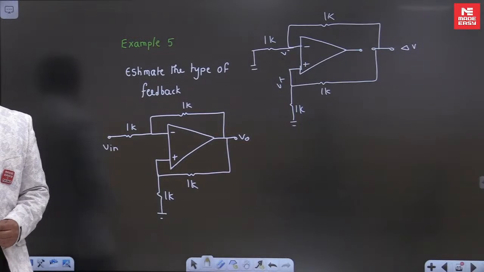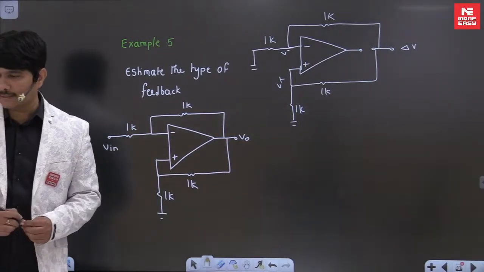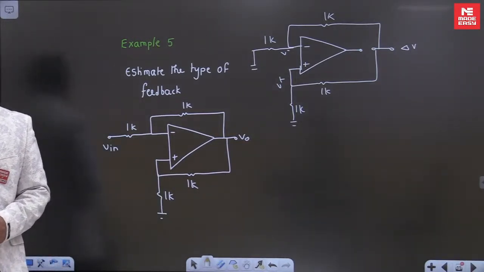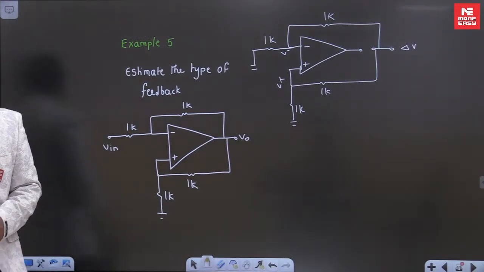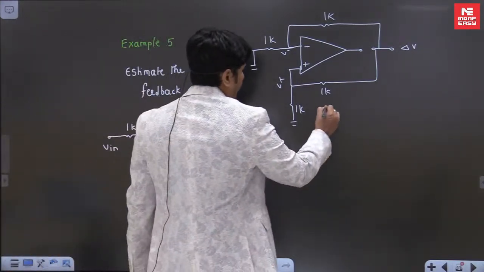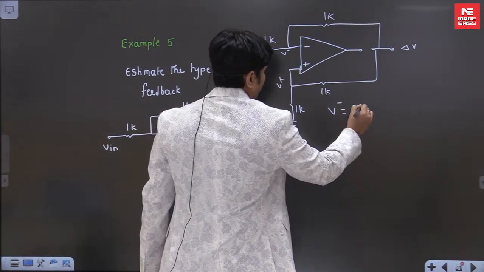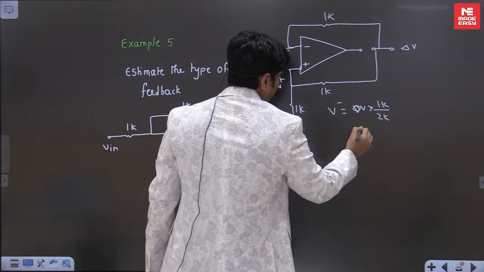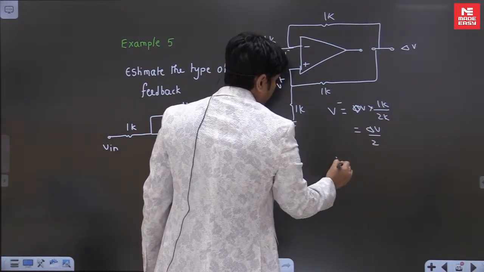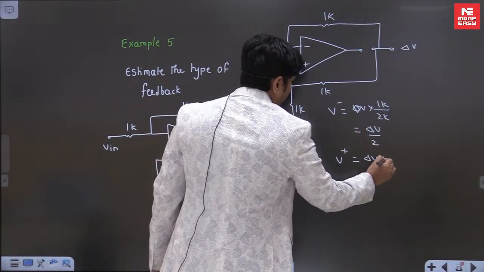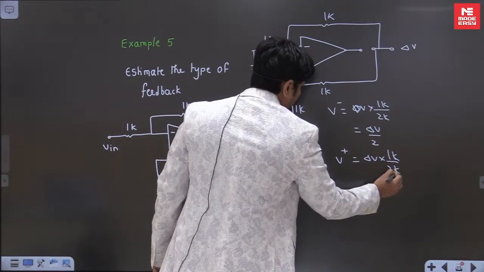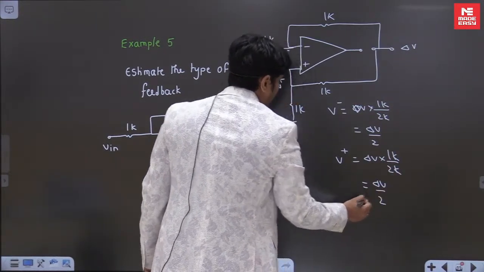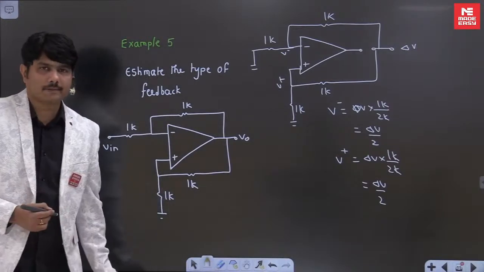V plus equal to V minus. Neither positive nor negative feedback. Great. So V minus we are getting as del V into 1K by 2K, which is del V by 2. And V plus is coming as del V into 1K by 2K. It is also coming as del V by 2. So on both sides we are getting the same answers.